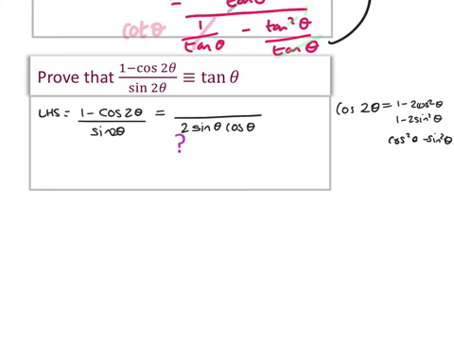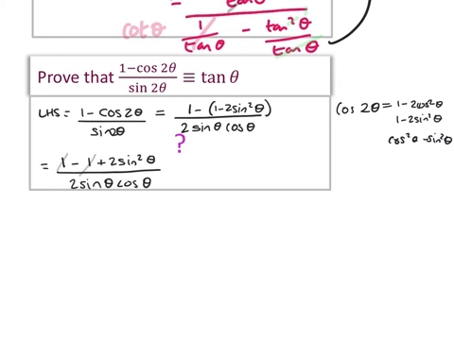I want to get rid of the sine, and I want a sine over cos. So for cos 2 theta, if I want to get rid of the sine, I'm going to have a sine squared, and I want a sine and a cos. Okay, I'm going to go for 1 minus 2 sine squared and hope for the best. So 1 minus bracket 1 minus 2 sine squared theta, which is going to equal 1 minus 1 plus 2 sine squared theta over 2 sine theta cos theta. 1 minus 1 cancels, and 2 divided by 2 cancels. So I'm now going to have sine squared theta over sine theta cos theta.